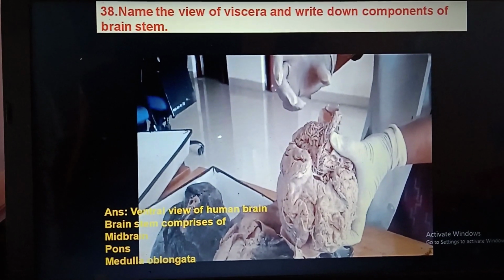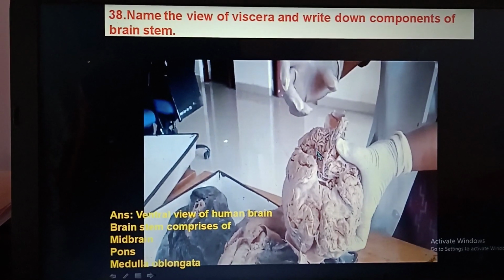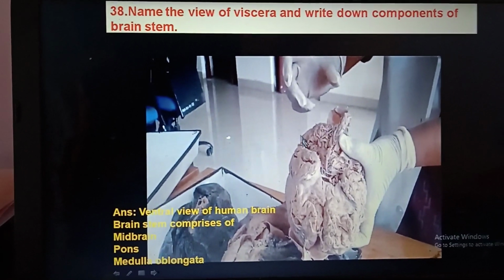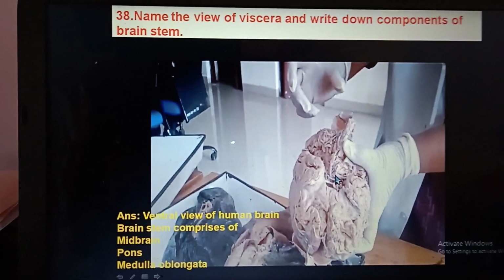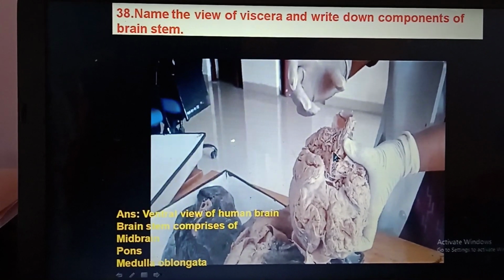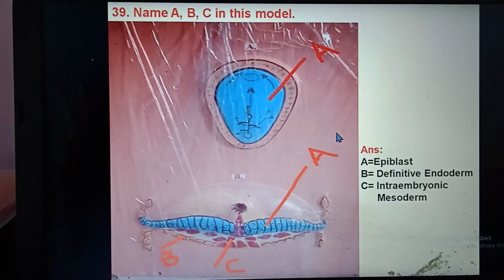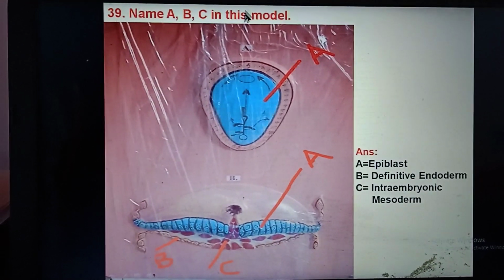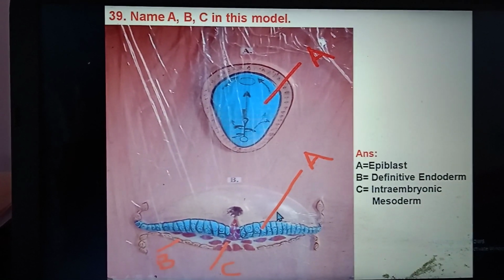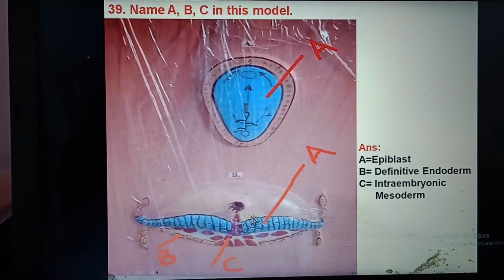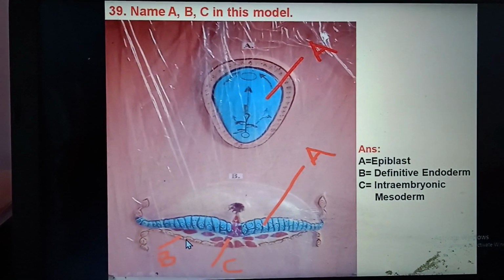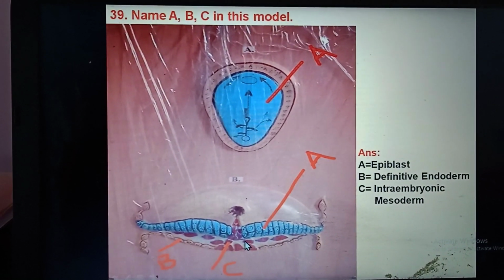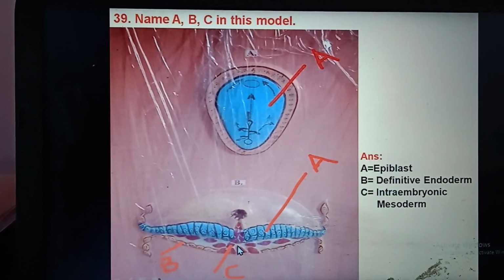Name the view of the viscera and write down the components of the brain stem. This is the ventral aspect of the brain, and the brain stem comprises, from superior to inferior, the midbrain, then pons and then medulla oblongata. Name A, B, C in this model. A, here, is the epiblast. B is this one, the definitive endoderm, and in between, this red one, C, is the intraembryonic mesoderm.